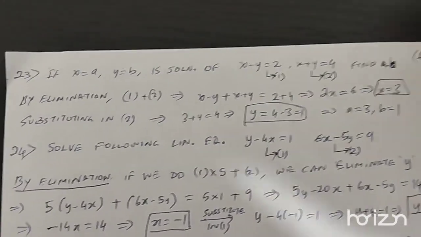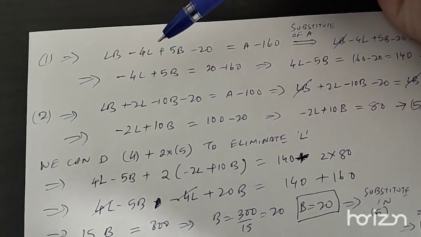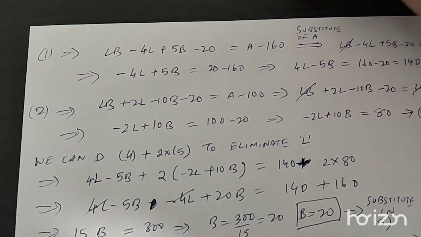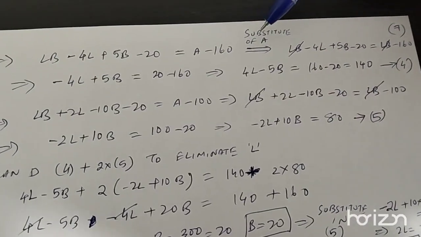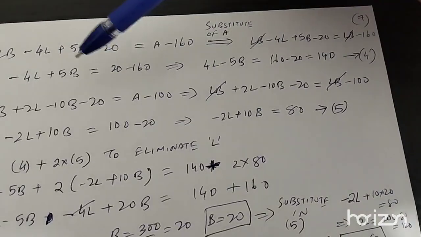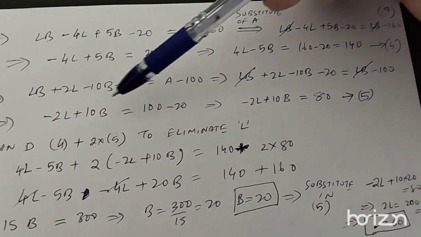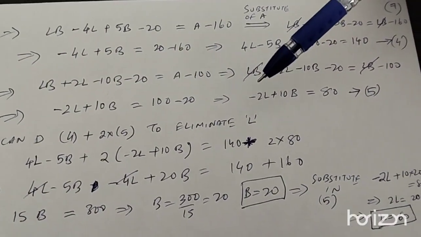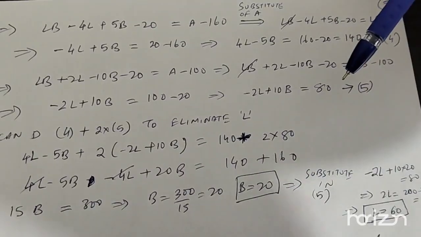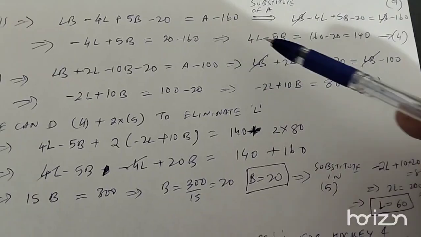So continuing, simplifying it, you get LB minus 4L plus 5B minus 20 is equal to A minus 160. Substituting for A, LB and LB get cancelled, because A is LB. So you'll get 4L minus 5B is equal to 140. That is equation 4. And similarly, you can get equation 5, where you'll get minus 2L plus 10B is equal to 80.